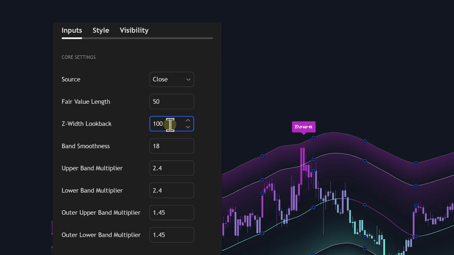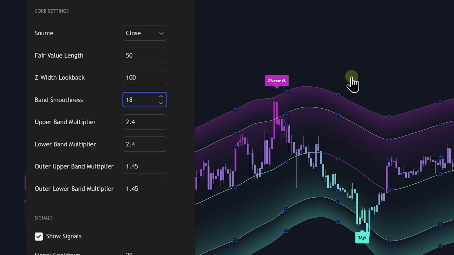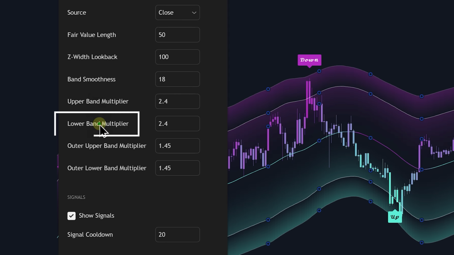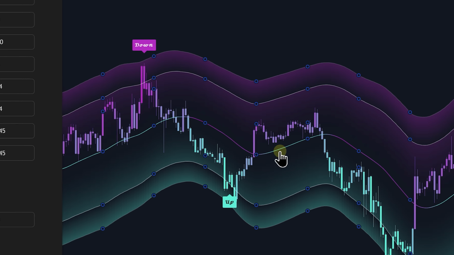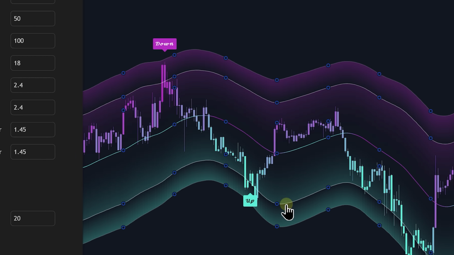The next option is band smoothness. This controls the final smoothing applied to the combined bandwidth. A higher value makes the bands smoother and more stable. A lower value makes them react faster to changes in volatility. Next, we have the upper band multiplier and the lower band multiplier. These control how far the primary bands are placed from the liquid fair value line. Increasing it moves the band further away. Reducing it brings the band closer to fair value.